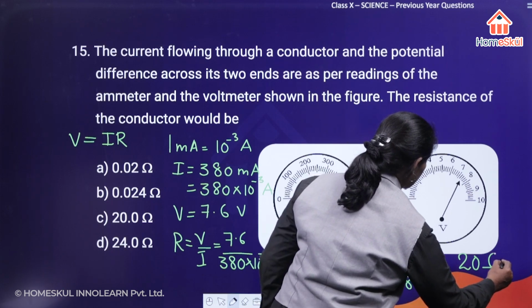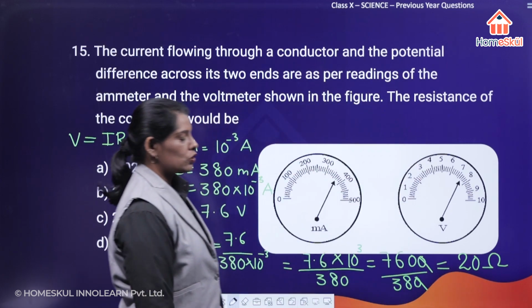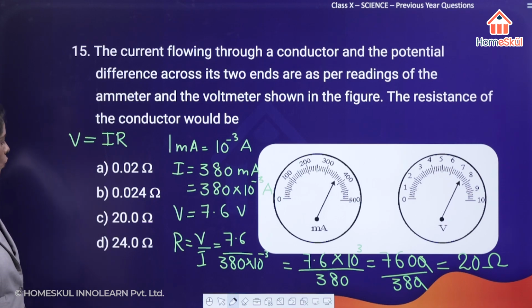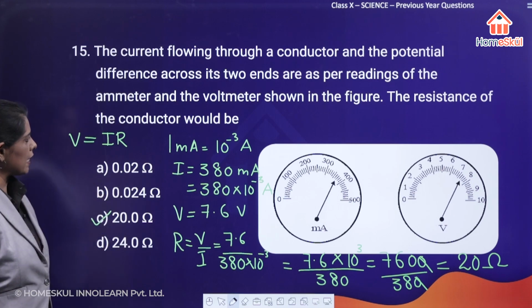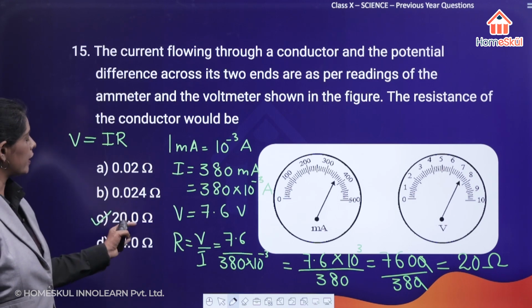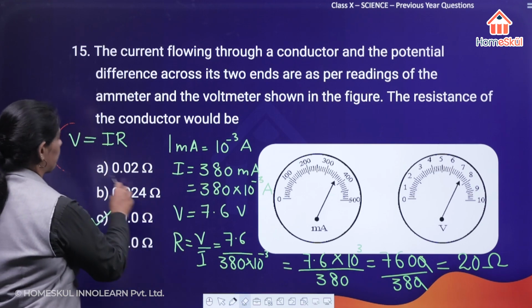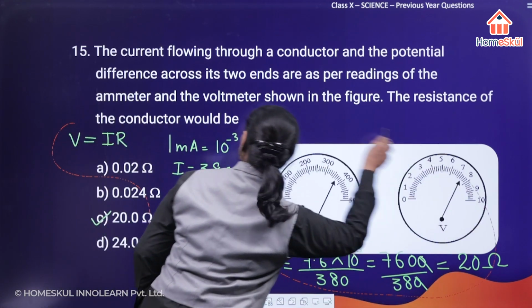And the unit of resistance is ohm. So what is the value we get? We get the value of resistance as 20 ohm, which is our correct option. We have option C, which says that the resistance of the conductor here is 20 ohm. Okay, clear. Coming to the next question.